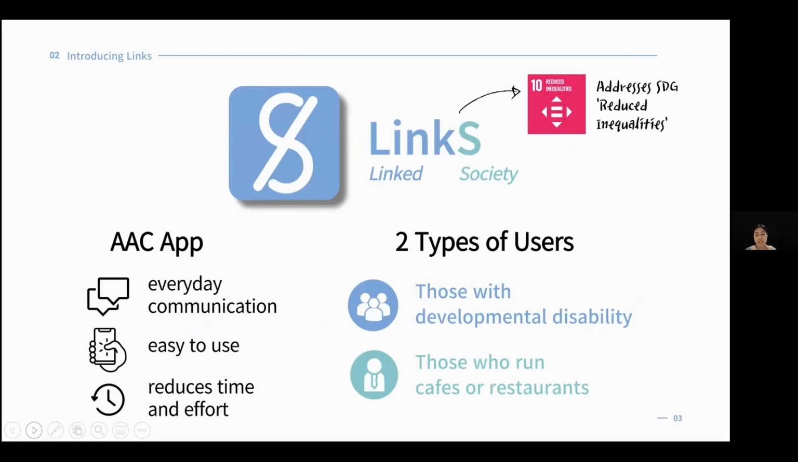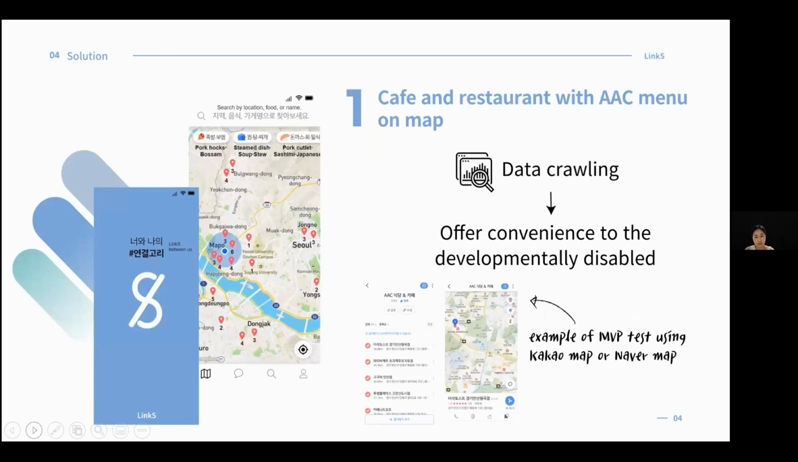And here's our solution. It's an application called Links, meaning Linked Society. Links provides different solutions based on two user types. First, those with communication disability, and second, those who run cafes or restaurants.